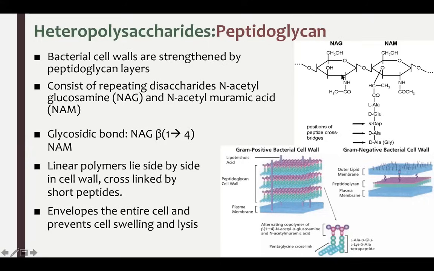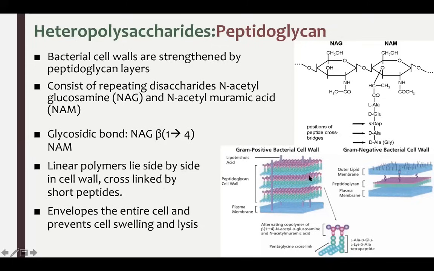So these NAG and NAM are joined via alpha 1,4 glycosidic linkages, and this NAM is linked in parallel with some, this is a peptide cross bridge. Okay, this is called the peptide cross bridge, and they are highly cross-linked so that they can be protected from antibiotics or any other things. Okay, they form an envelope, and they prevent cell swelling and lysis.